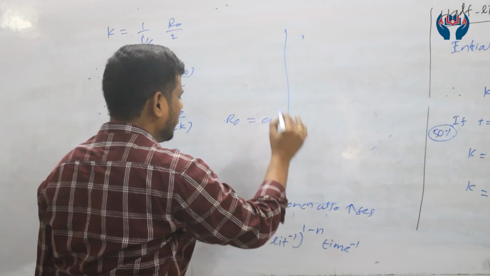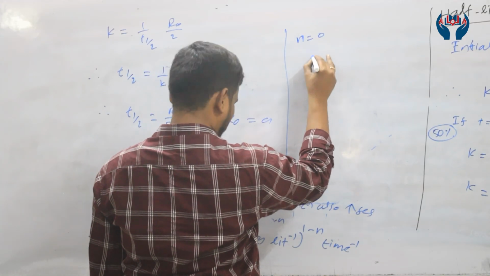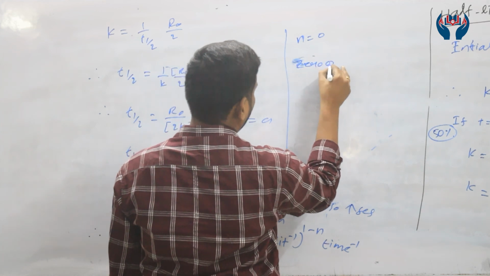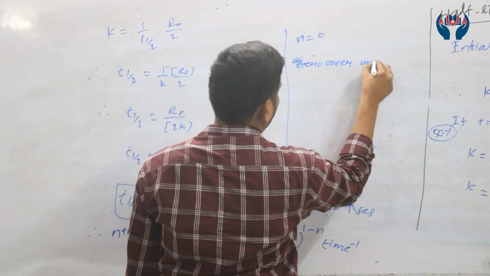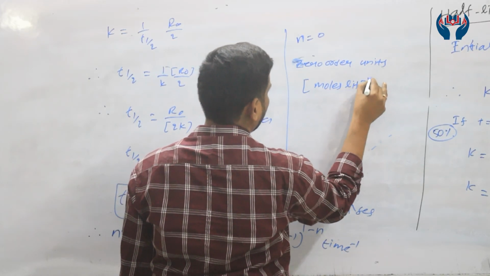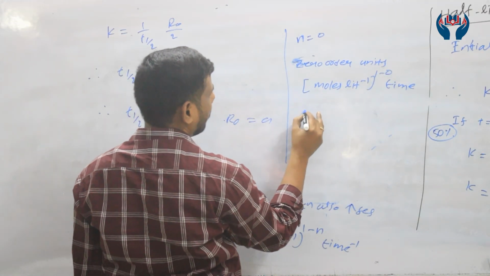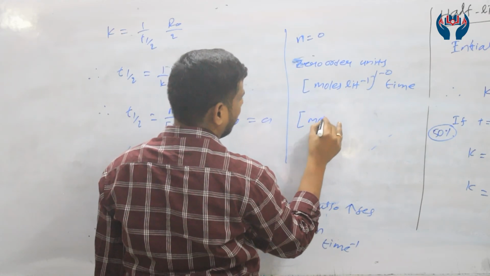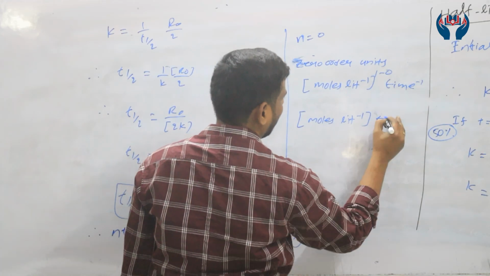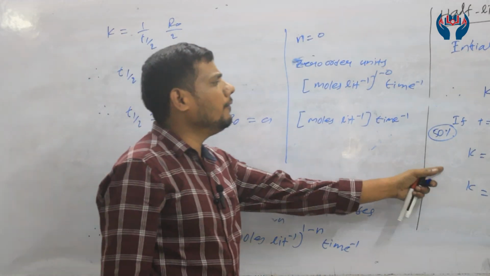What is the zero order reaction? Therefore, n equals 0. The units are moles liter inverse to the power of 1 minus n, where n equals 0, and time inverse. 1 minus 0 means 1. Therefore, the units are moles liter inverse time inverse. These are the units of a zero order reaction.